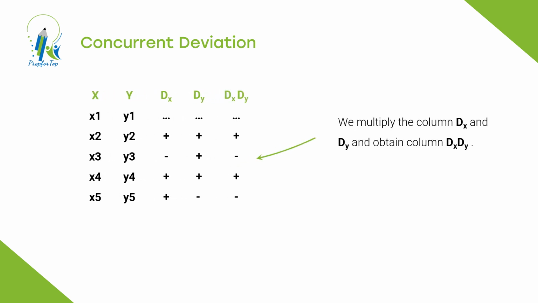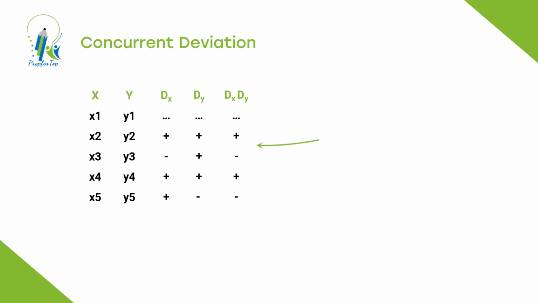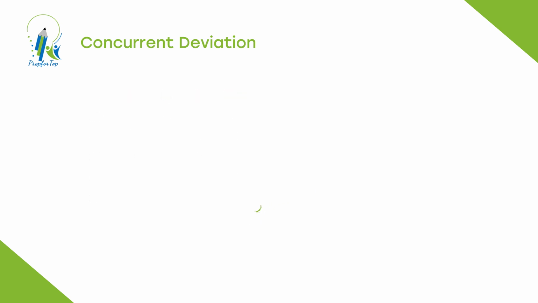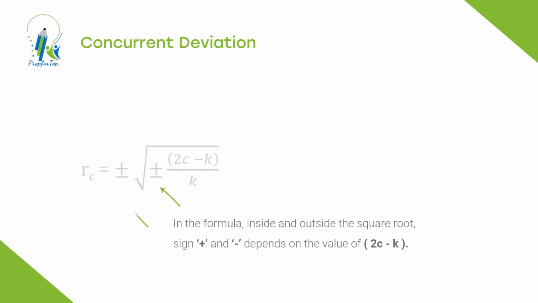Multiply dx and dy to obtain column dx dy. Multiplication of the same signs results in plus. Multiplication of different signs results in minus. Finally, count the number of plus signs in column dx dy. This count is C. Use the formula to calculate the coefficient of concurrent deviation.